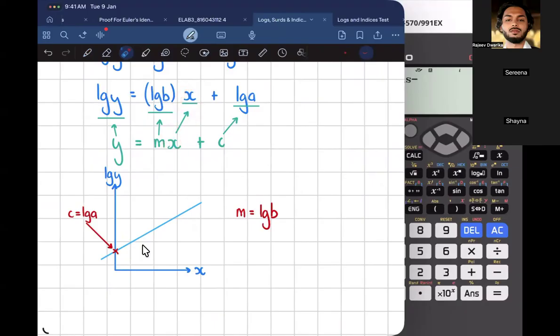Basically anything other than x and y is a constant. Keep that in mind. And any gradient is a constant, is a number. So keep that in mind. Let us soak it in a bit.